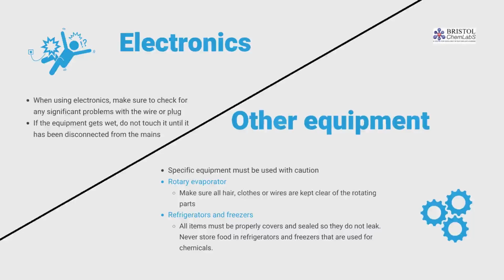If you are using a rotary evaporator, all hair, clothes or wires should be kept clear of rotating parts. If refrigerators or freezers are present in the lab, all items should be properly covered and sealed so they do not leak, and you should never store food in chemical refrigerators or freezers.